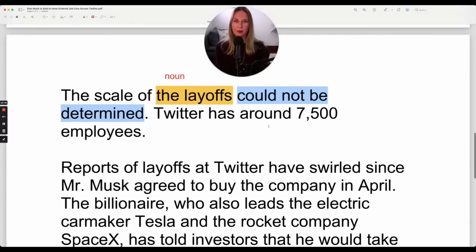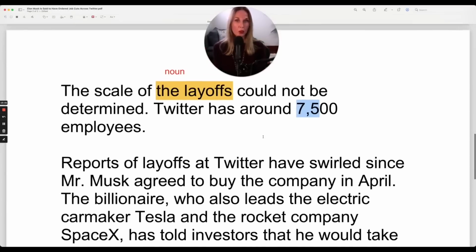number of cuts? Now notice how I pronounce this. I said 7,500 employees. The plural is on my S here, on my noun, employees. We add that S because there's more than one. There's 7,500. You could also say 7,500. The choice is yours. 7,500 or 7,500. Both of them are correct, commonly used. You can choose which one you'd like to use.